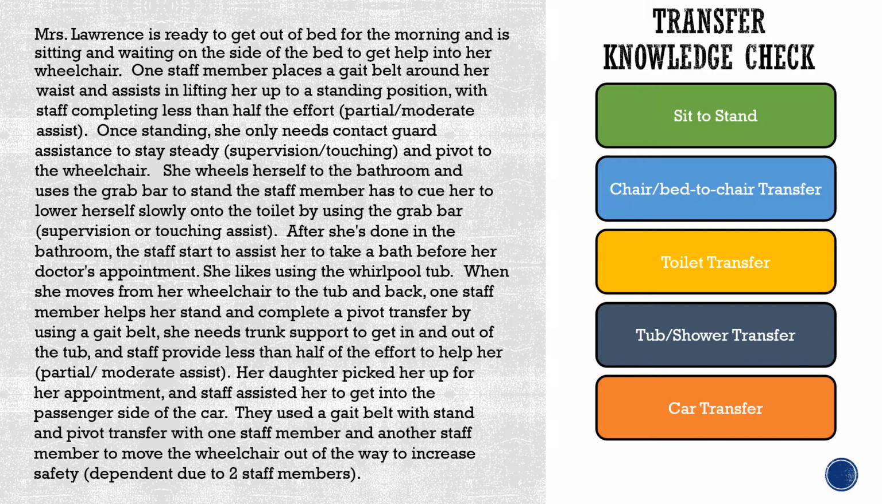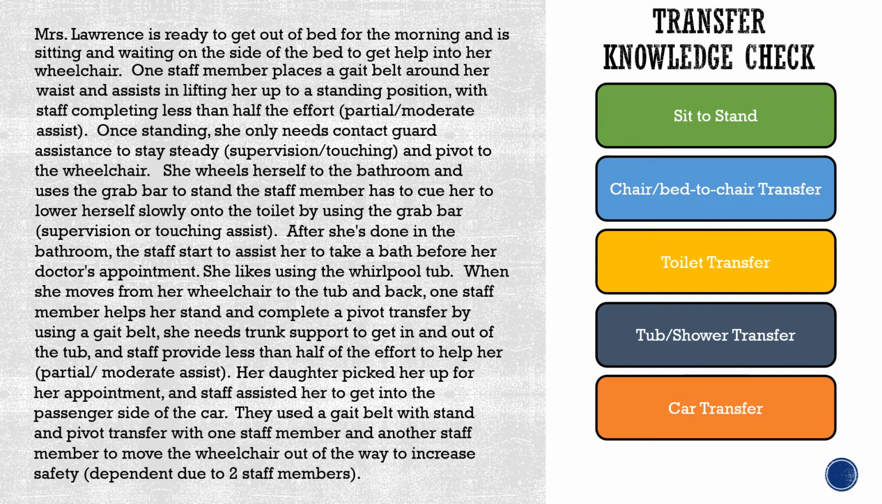Miss Lawrence is ready to get out of bed for the morning and is sitting and waiting on the side of the bed to get help into her wheelchair. One staff member places a gait belt around her waist and assists in lifting her up to a standing position, with staff completing less than half the support. Once standing, she only needs contact guard assistance to stay steady and pivot to the wheelchair. She wheels herself to the bathroom and uses the grab bar to stand, and the staff member has to cue her to lower herself slowly onto the toilet by using the grab bar.